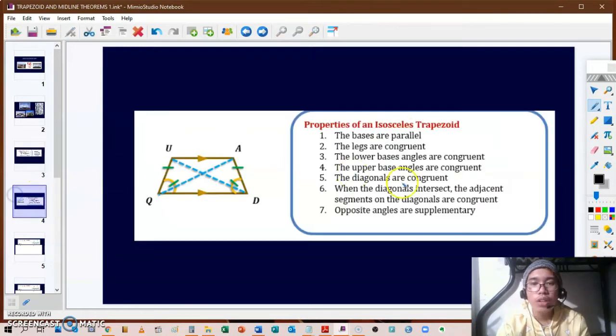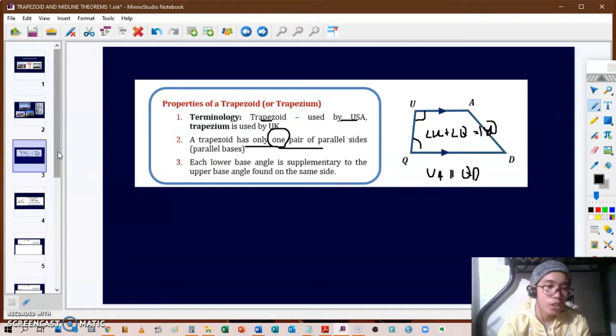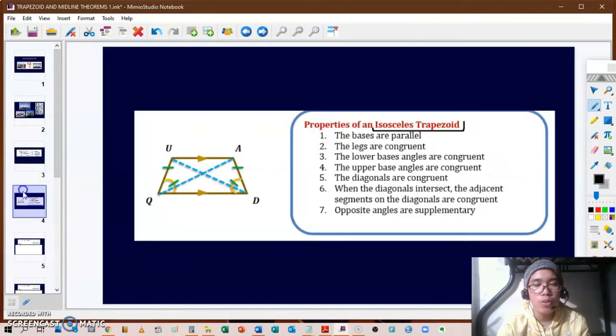And then we have the other type of trapezoid, the isosceles trapezoid. It has more properties compared to the regular trapezoid with just a pair of parallel sides. An isosceles trapezoid has parallel bases, so UA is parallel to QD. Its legs are congruent, so line segment QU is congruent to line segment AD. The lower base angles are congruent, so angle Q is congruent to angle D. The upper base angles are congruent, so angle U is congruent to angle A. And the diagonals themselves are also congruent: UD is congruent to QA.